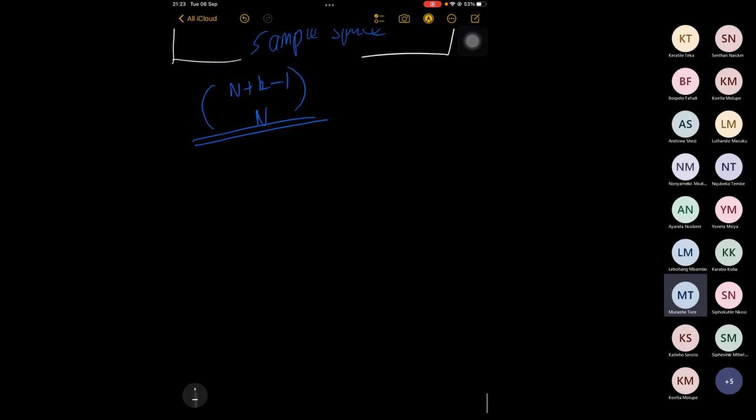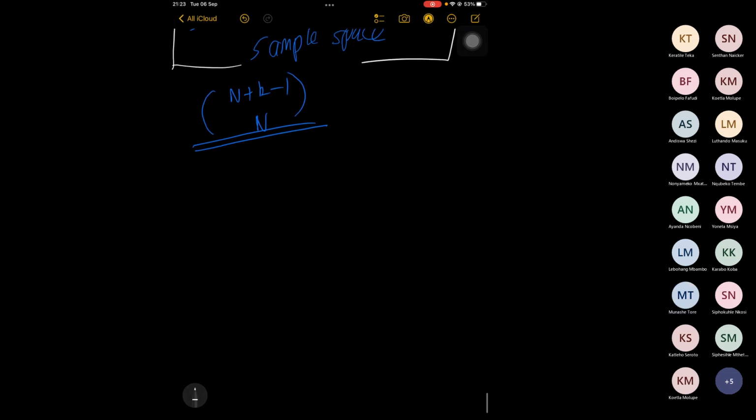So when you're dealing with sharing of identical objects, you compute the same way that we've been doing. Then you divide by the sample space. The sample space is always, and I'll repeat, always going to be n plus k minus 1, choose n.